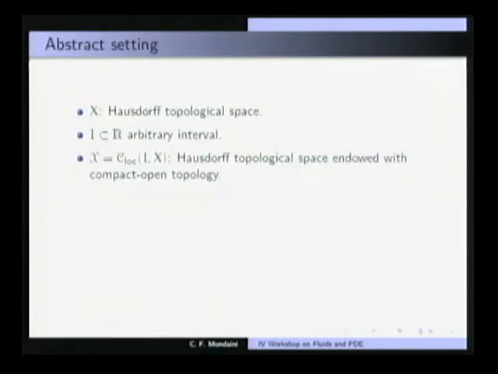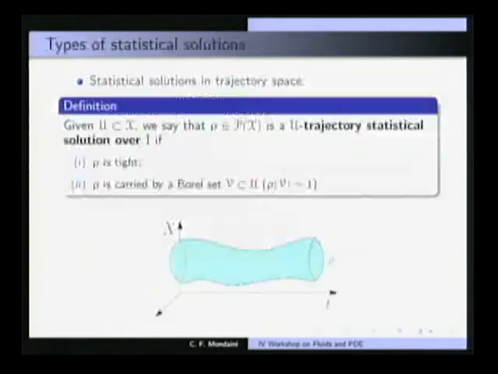So in our abstract setting, we consider the phase space X, in the applications, as simply a Hausdorff topological space, and an interval I, and the space of trajectories, which is a space of continuous functions from I with values in X, which is a Hausdorff space with respect to the compact-open topology. Then we have an operator which associates to each trajectory from the space of trajectories its value at a time t. This is a projection operator.